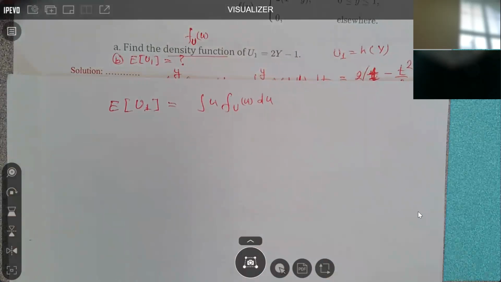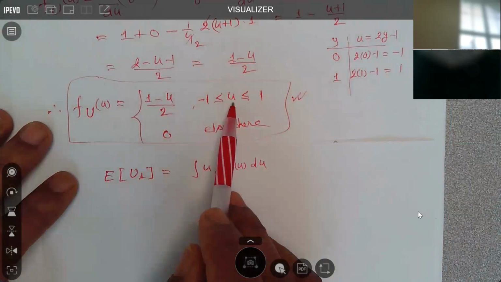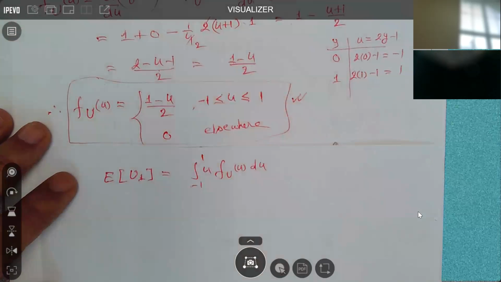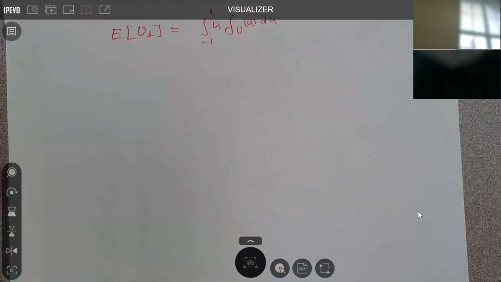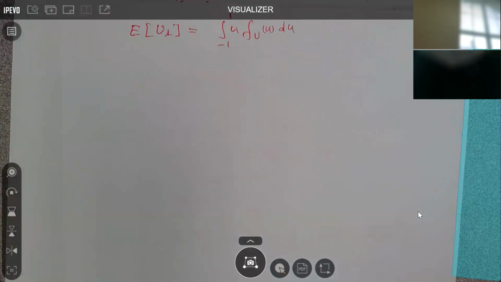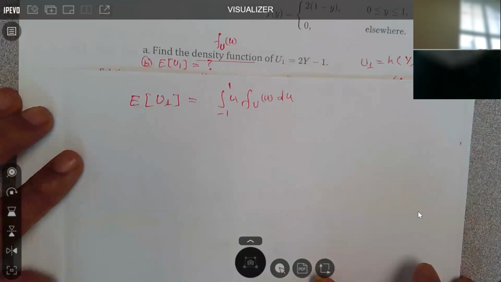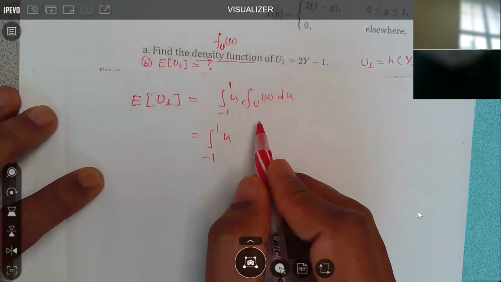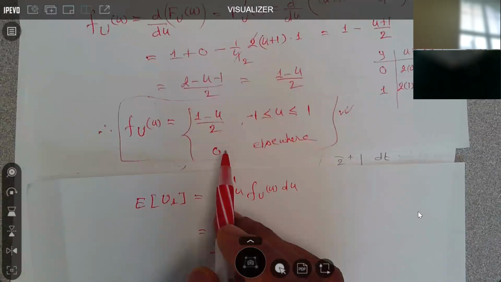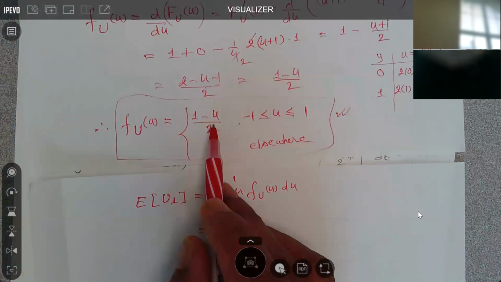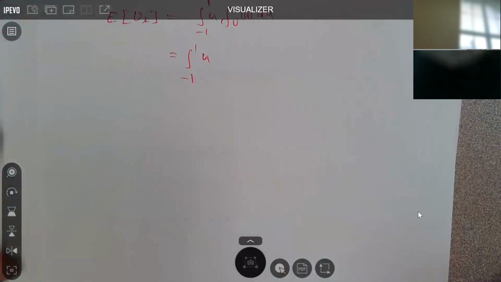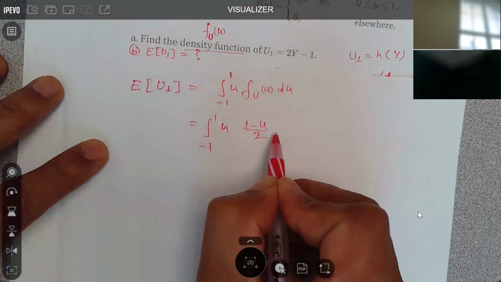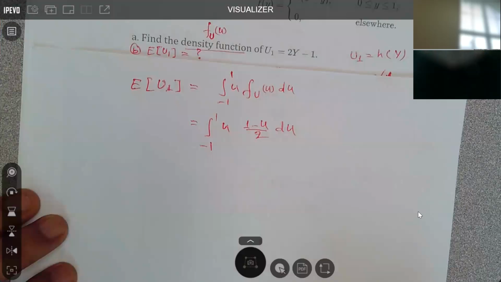Now the support of u goes from -1 to +1 here, so you put -1 to +1 as the limits. So this equals the integral from -1 to +1 of u times f_U, which is the same as you found before: 1 minus u divided by 2, right?